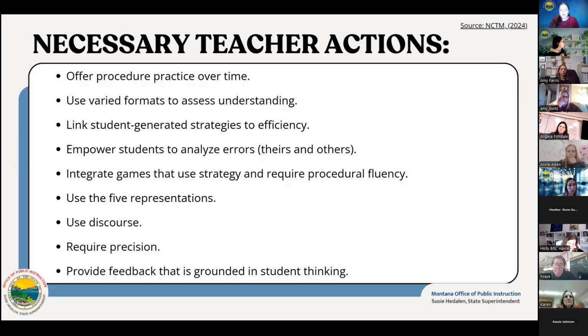We want to make sure that we're integrating games using those 5 representations that Karen mentioned earlier in one of her comments. We're using discourse, we're requiring precision. That's important to that accuracy piece. And that we're providing feedback that's grounded in what our students are actually thinking. And I have a tool for you on that one in particular in a moment toward the end.